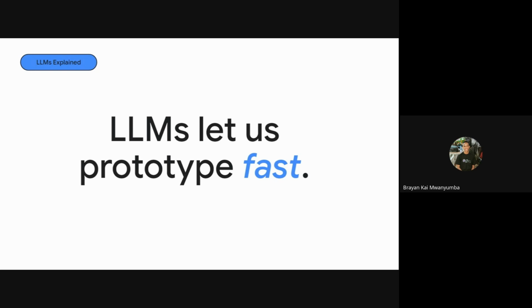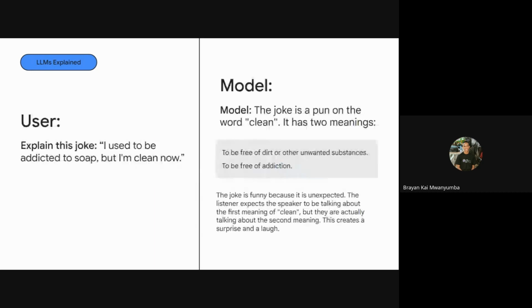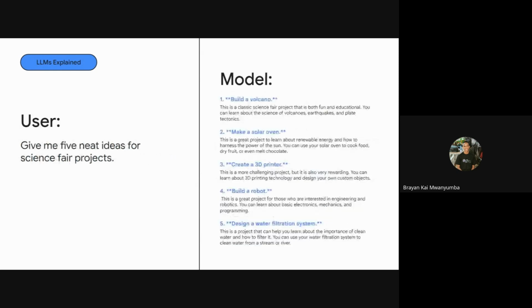Like we can write a poem, we can write code, we can do everything very, very fast without doing anything. For example, I want to explain this joke. I used to be addicted to soap, but I'm clean now. So the model can quickly explain this joke to me. This is just one example. Another example is I want maybe to have 5 ideas for my science fair project.